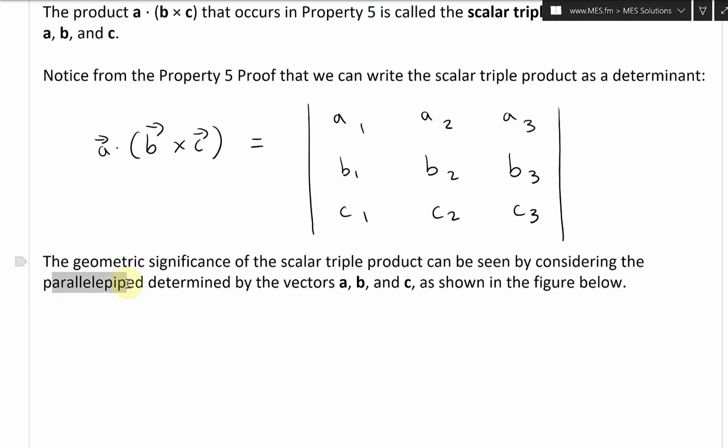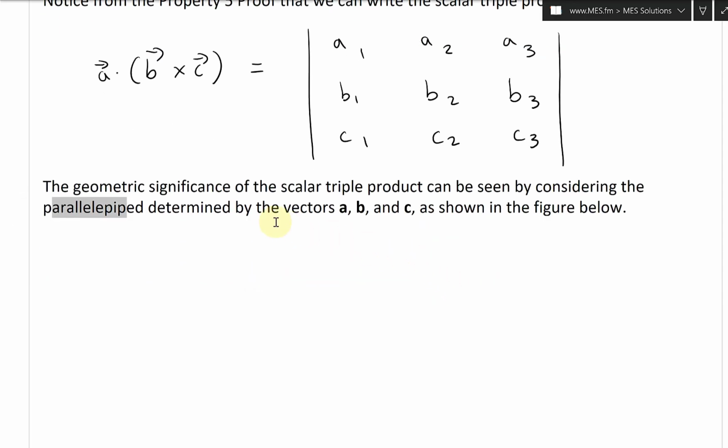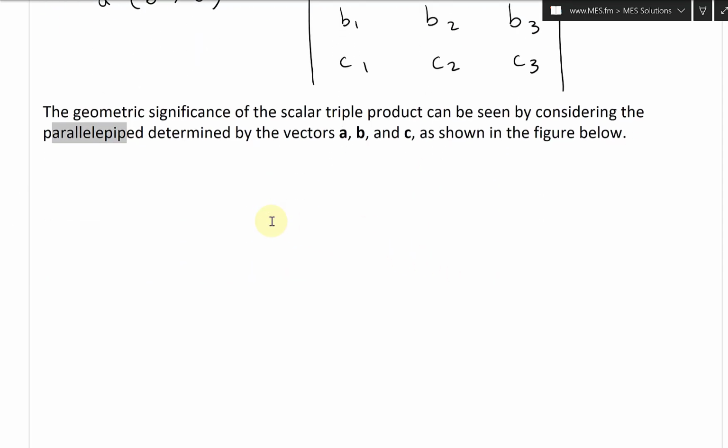Alright, going further, the geometric significance of the scalar triple product can be seen by considering the parallelepiped, and I'll show you the shape soon. It's basically a 3D rhombus determined by the vectors A, B, and C as shown in the figure below. So let's take a look at this figure, and then I'll explain what this all means.